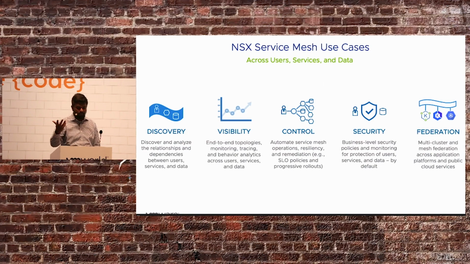So the key use cases that we're targeting with our implementation are very similar to what the core open source project is delivering. In that sense, it is the ability to do discovery, to discover and analyze the relationships and the dependencies it has with the users, services, and data. Provide the visibility, because that's a very important piece here, to provide the end-to-end topology, provide the monitoring and tracing. Be able to also provide resiliency. I always go back to this: the R in SREs and PREs is the reliability. How do I create SLI and SLO policies that will map to the reliability of the application?